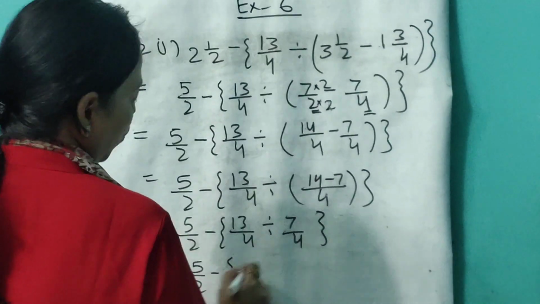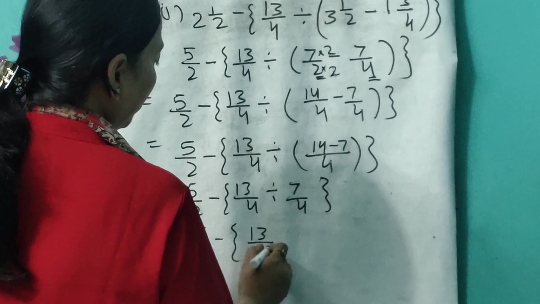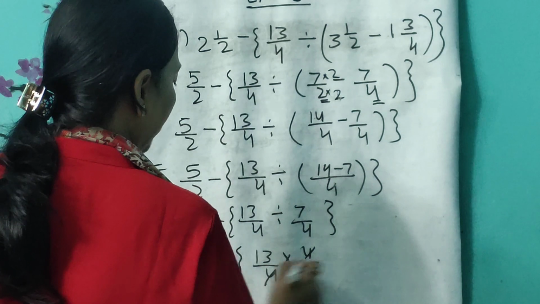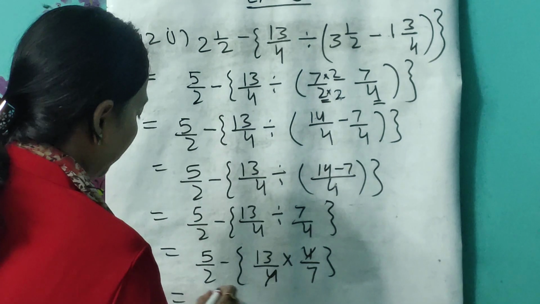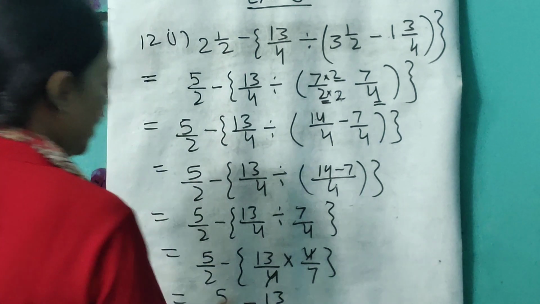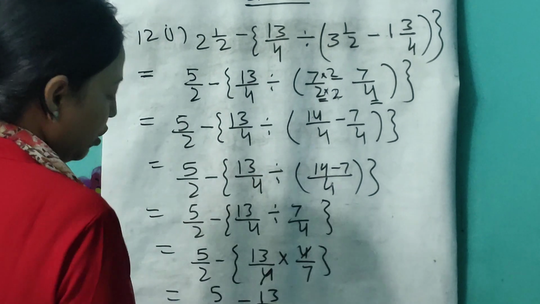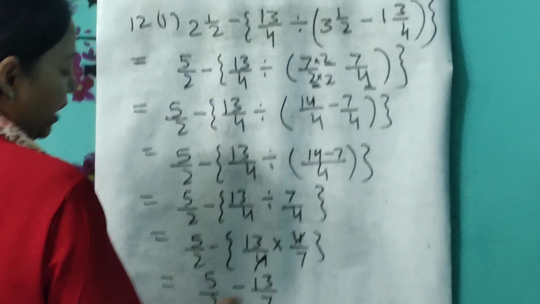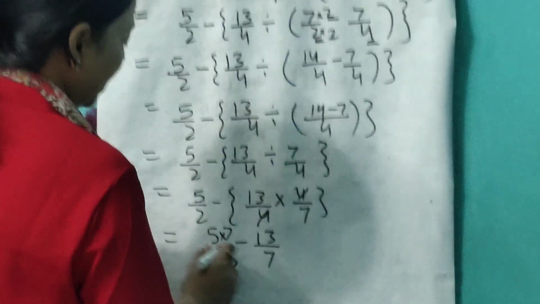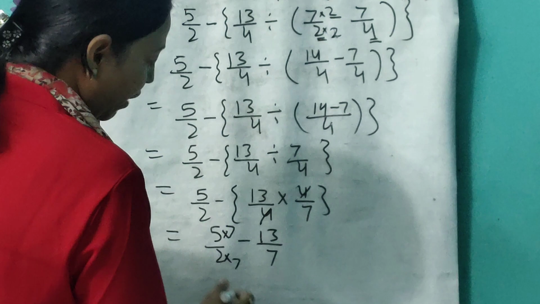Now division, so what we will do here, 13 by 4 into 4 by 7. This 4 and 4 cancel. So what is left? 5 by 2 minus 13 by 7. Again subtraction of the fraction. So for subtracting this, you will make the denominator same. So here you will multiply with 7 because the LCM of 7 and 2 will be 14.